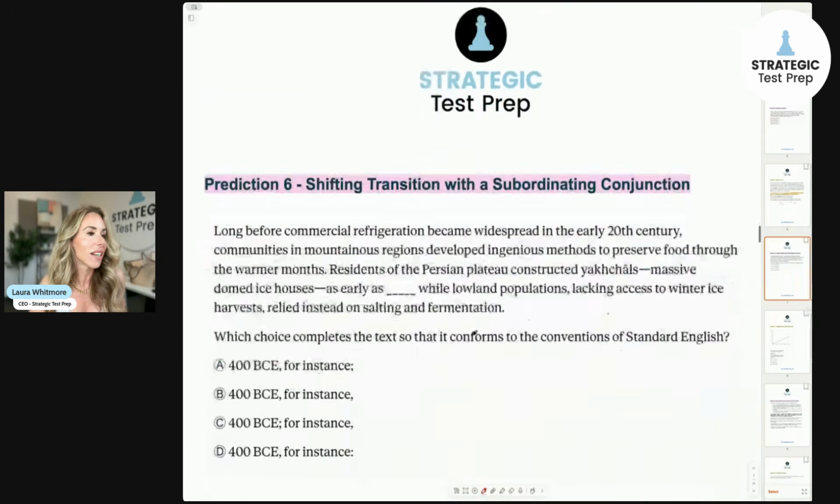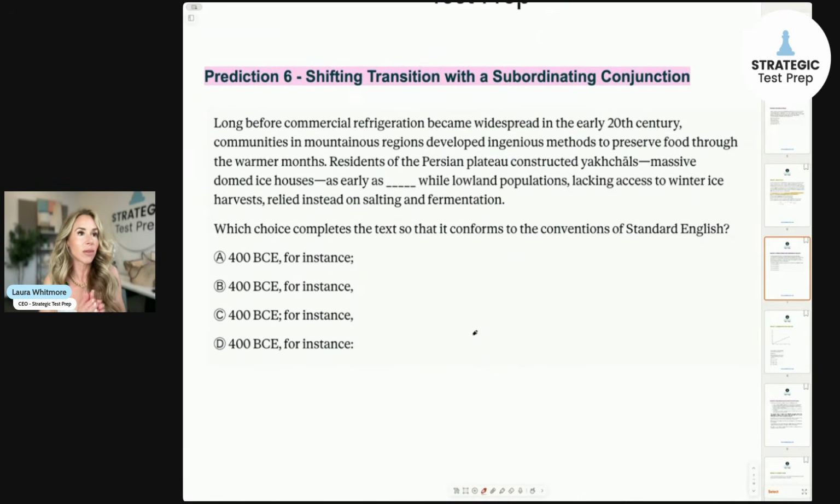All right. Let's go to prediction 6. We've got a shifting transition with a subordinating conjunction. Just a heads up, guys, what the heck is a subordinating conjunction? I mean, that sounds so fancy, right? It's a word that's not a transition that can separate two independent clauses. It really makes a dependent clause.